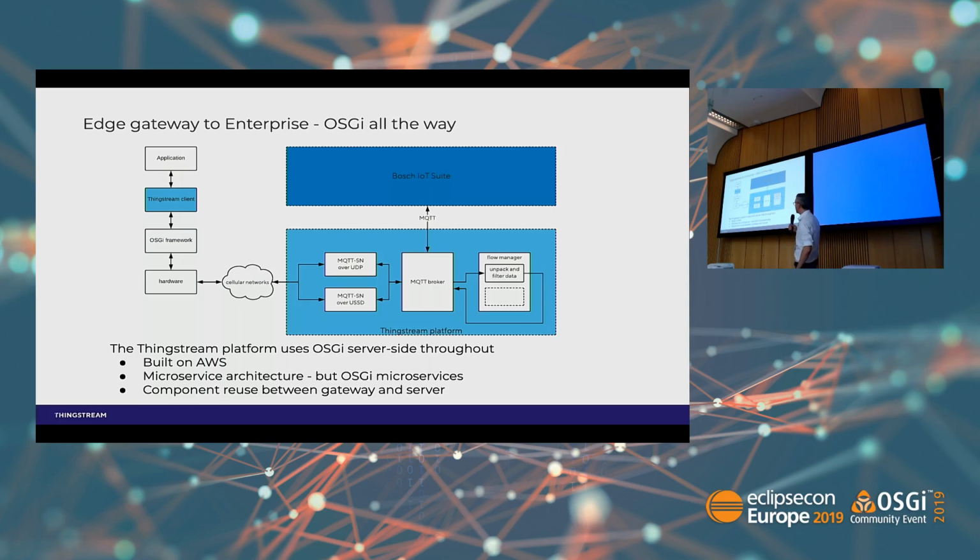There is also a certain amount of reuse of components between the gateway and server. In order to carry out a lot of that data transfer and to make it efficient, there are components being used in the ThingStream platform that encode and decode that data, and those are shared components and shared OSGi bundles that are deployed on the client and the server. And at the top, obviously, we then connect via MQTT into the Bosch IoT Suite, where that data ultimately flows, and from there into an enterprise.